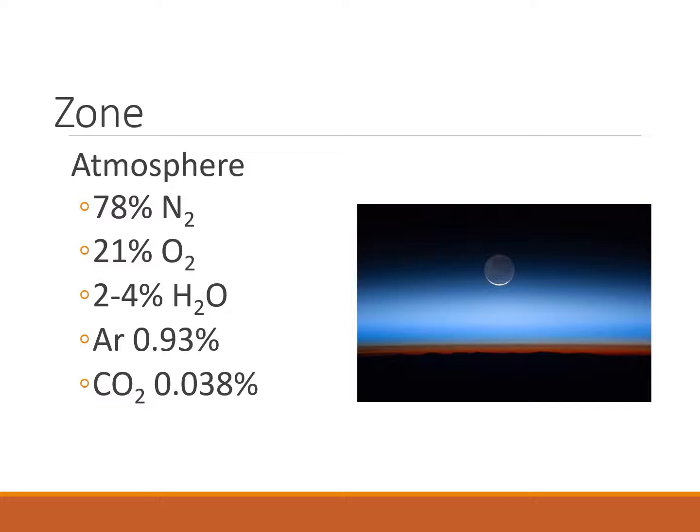Okay, so let's talk about the percentages for the atmosphere. 78% of it is nitrogen, about 21% is oxygen, 2 to 4% is the water vapor. And then look at the percentage for CO2. Only 0.038% is carbon dioxide. The thing is, though, that carbon dioxide is very, very good at absorbing and keeping ultraviolet radiation close to the surface. It sort of acts like a barrier and it won't let it back through. And you don't need a whole lot of CO2 to make that happen.